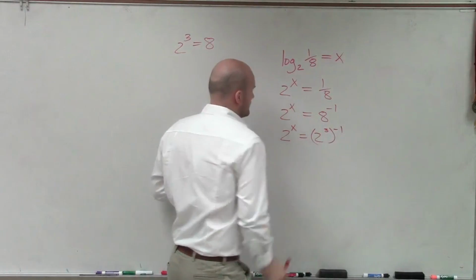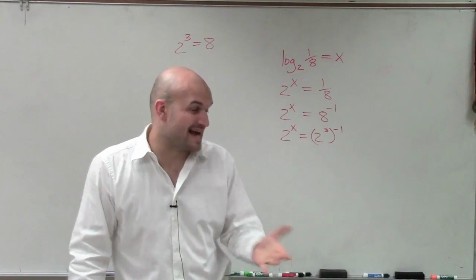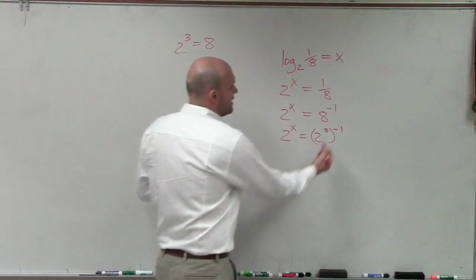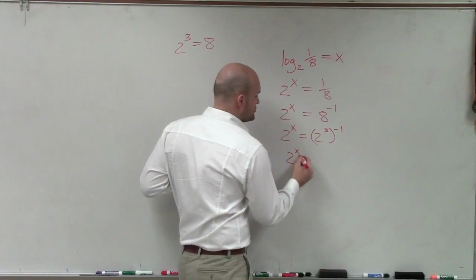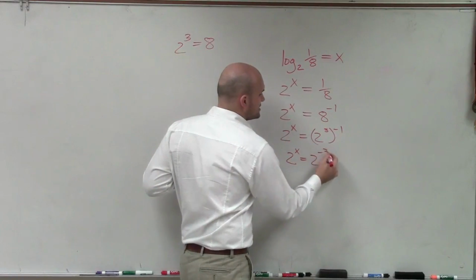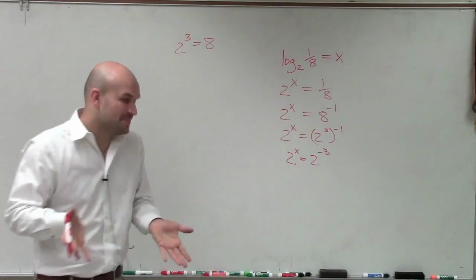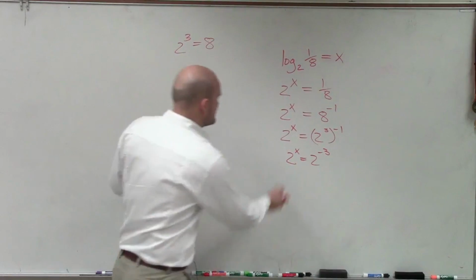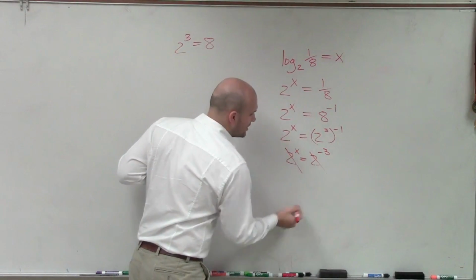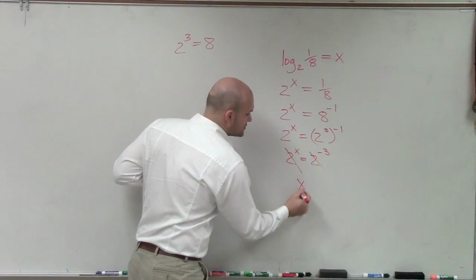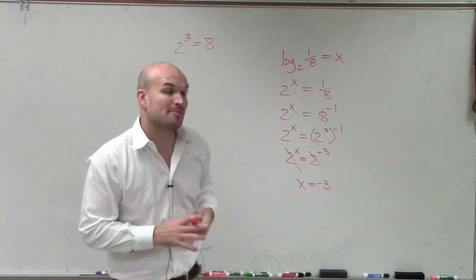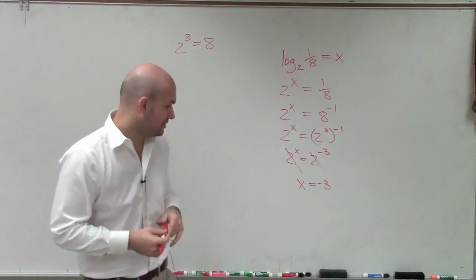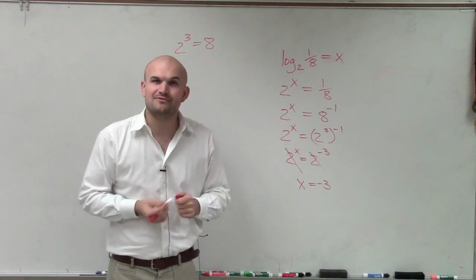Thank you. So therefore, if I rewrite the 8 as 2 to the 3rd power, I can now, again, apply my power property of exponents. So I can say 2 to the x is equal to 2 to the negative 3. Now I have an exponential equation where the bases are exactly the same. I can set my exponents equal to each other. So therefore, x equals negative 3. So when evaluating log base 2 of 1/8 without using a calculator, you can see my solution will be negative 3.